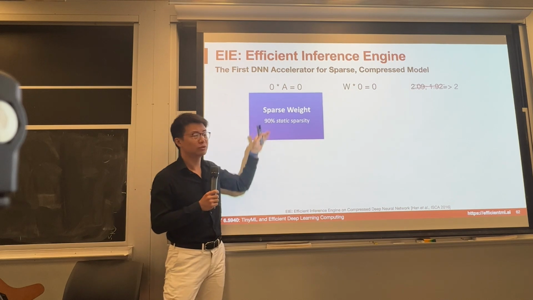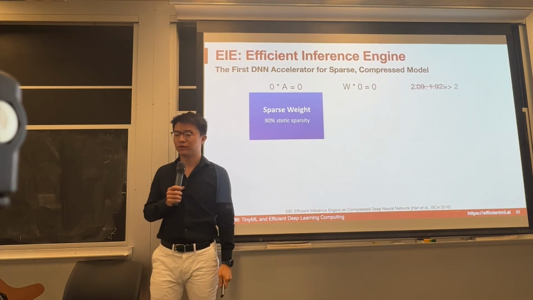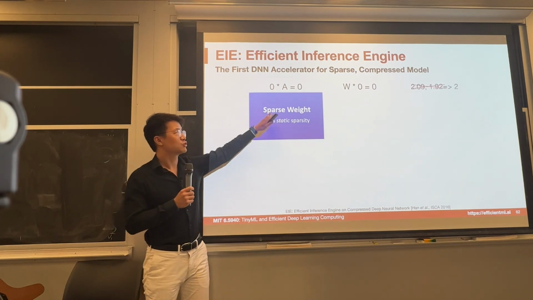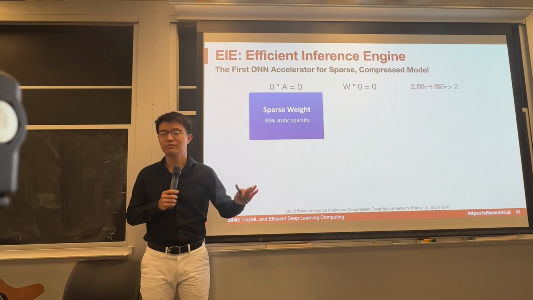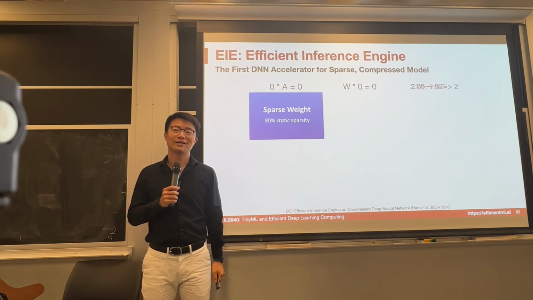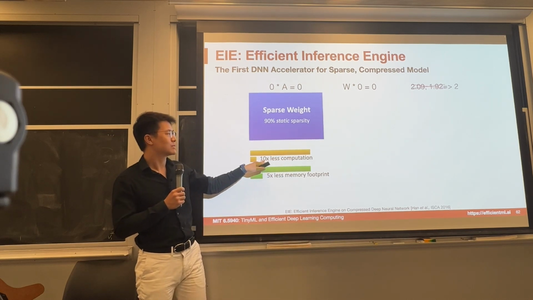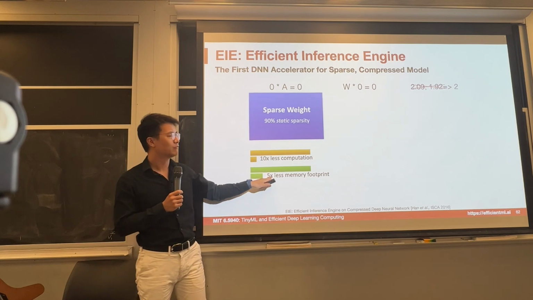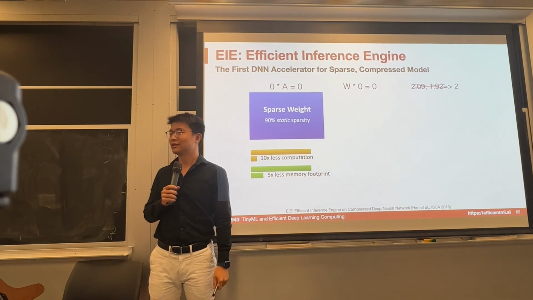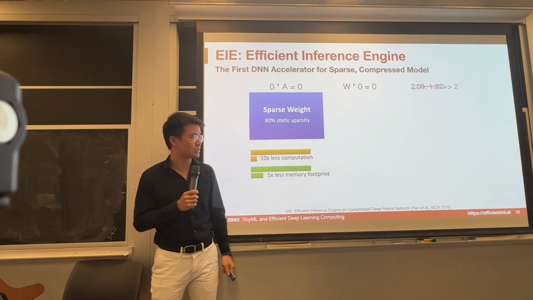So we find we can prune the model by 90%, leaving only 10% of the weights. That's weight sparsity, which is static. No matter which input it is, the sparsity pattern is exactly the same. So we can get about 10x fewer FLOPs, or fewer ops, and 5x less memory footprint. Why 5x? What is missing? Where is the other 2x?